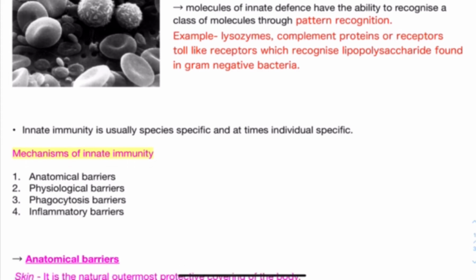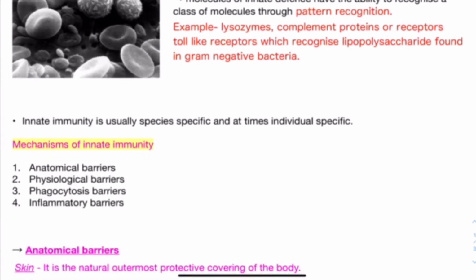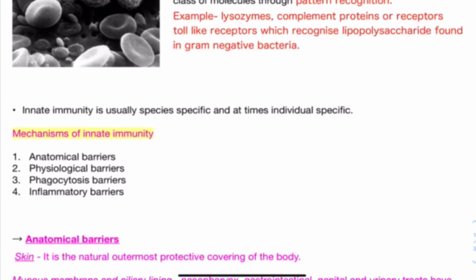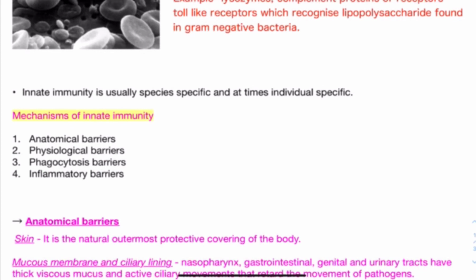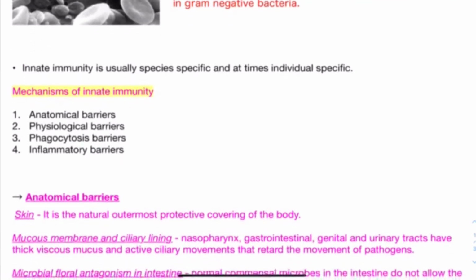For example, humans as a species do not suffer from diseases commonly seen in animals, for example, distemper virus. Birds do not suffer from tetanus, which is fatal in humans. Similarly, individuals heterozygous for the sickle cell trait are more resistant to malaria than normal individuals.